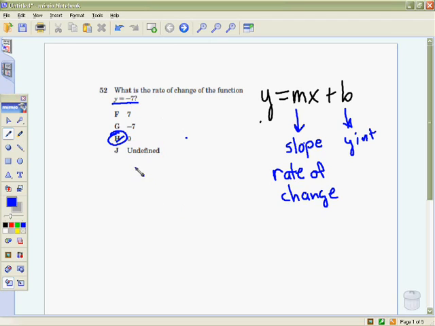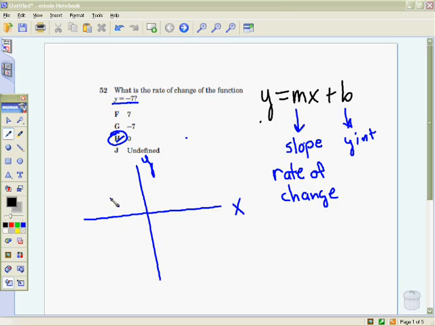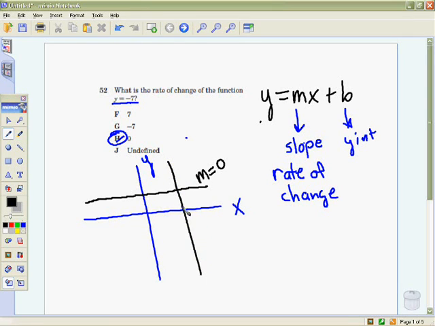Before I move on, one more thing. If we recall our xy coordinate plane, if we have a line that is horizontal, doesn't increase, then our slope is 0. If we have a line that's vertical, the slope is undefined.